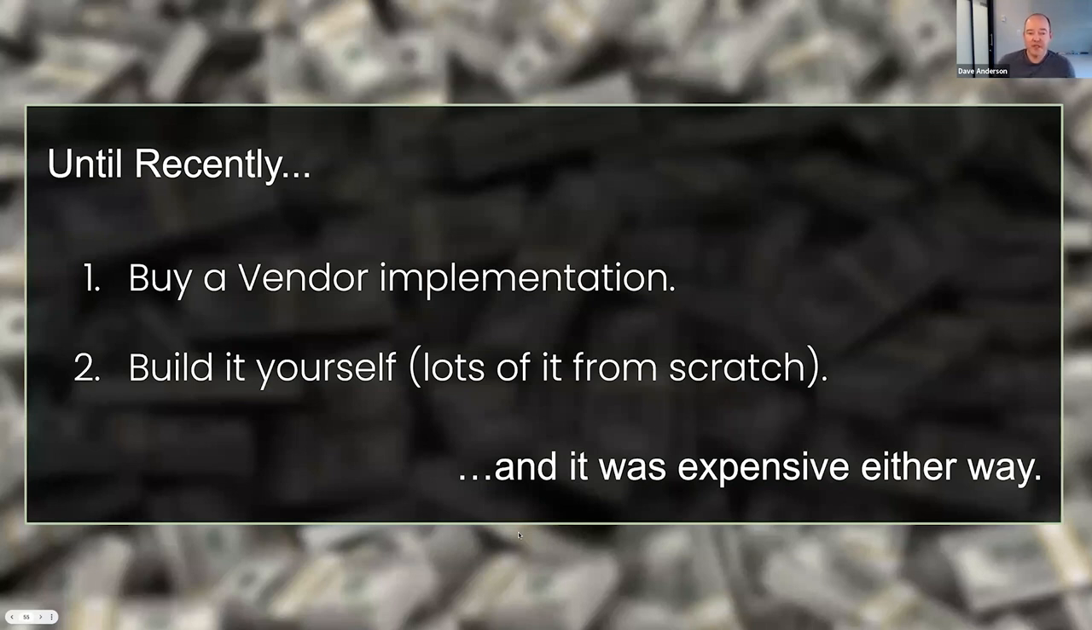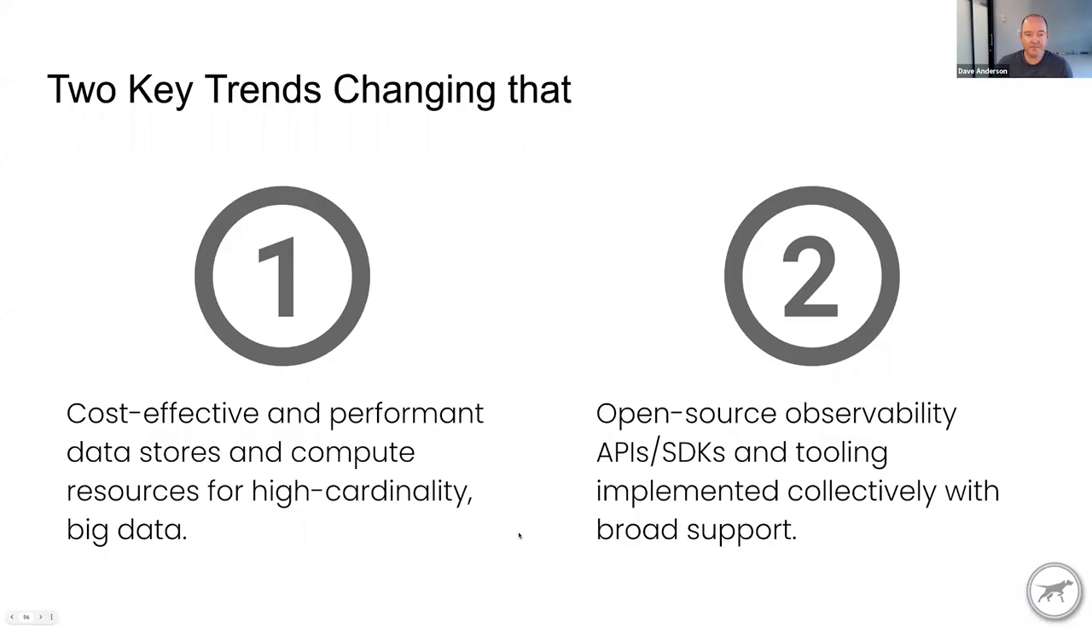And until recently, you could do this to an extent. You could buy it from a vendor, a large vendor typically, or you could try to build it yourself, and a lot of it from scratch. And it was expensive either way. So there's two key trends changing that. The first one is cost-effective and performant data storage and compute resources for high cardinality, big data. The second one is open source observability APIs and SDKs and tooling implemented collectively with broad support from the community and vendors. So we'll talk about the second one first.